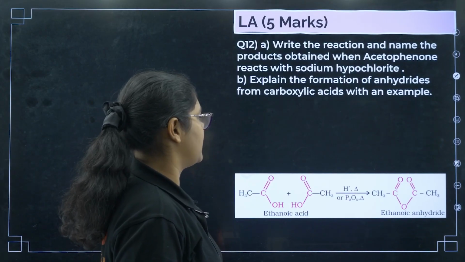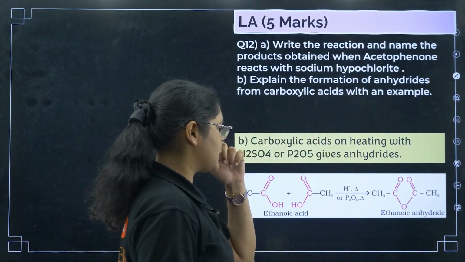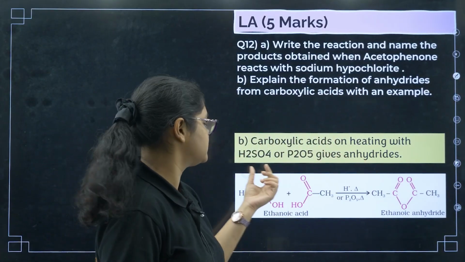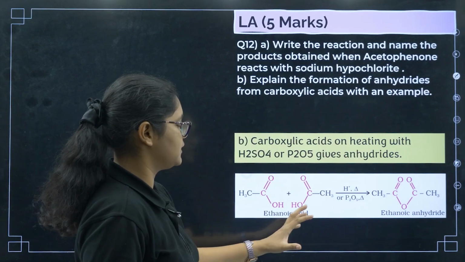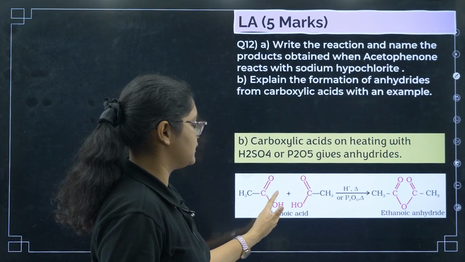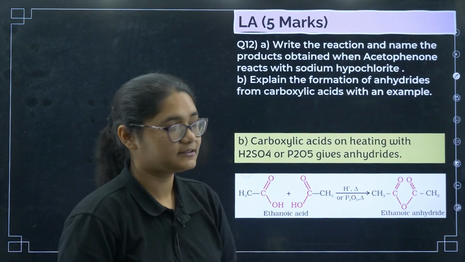Explain the formation of anhydrides from carboxylic acid with an example. So first of all, carboxylic acid when heated in presence of H2SO4 or P2O5 will give you an anhydride. You can see here 2 ethanoic acids will be taken, here OH and H2O will be removed, and we will get a compound like this.